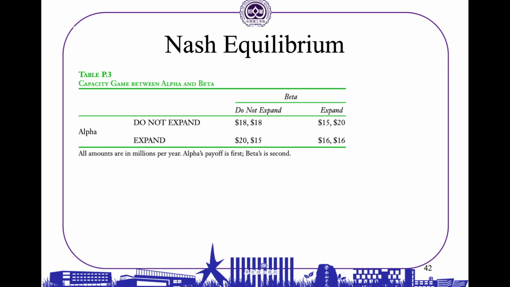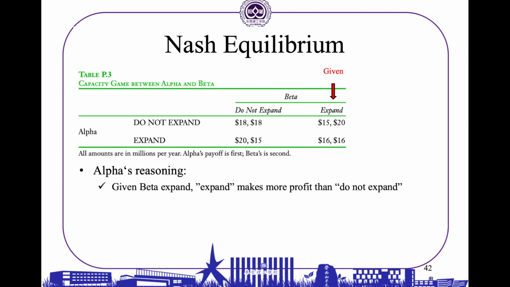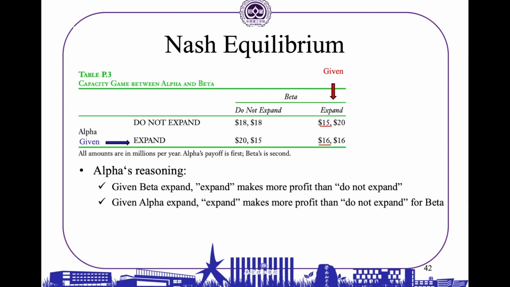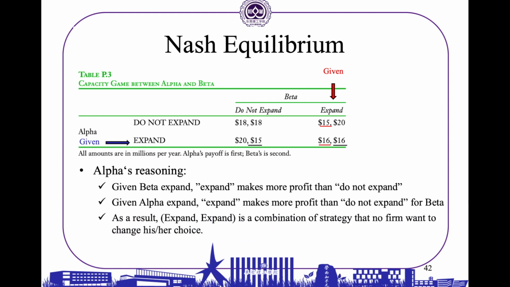We can see the outcome through another line of reasoning. Alpha considers that if Beta expands, expanding is a better choice than not expanding. Given this inference, for firm Beta, if Alpha expands, expanding is a better choice than not expanding. Therefore, both firms have no incentive to deviate from expand to not expand. This makes the result of this game the combination of strategies, both expand. The conclusion under this kind of definition is called a Nash equilibrium.